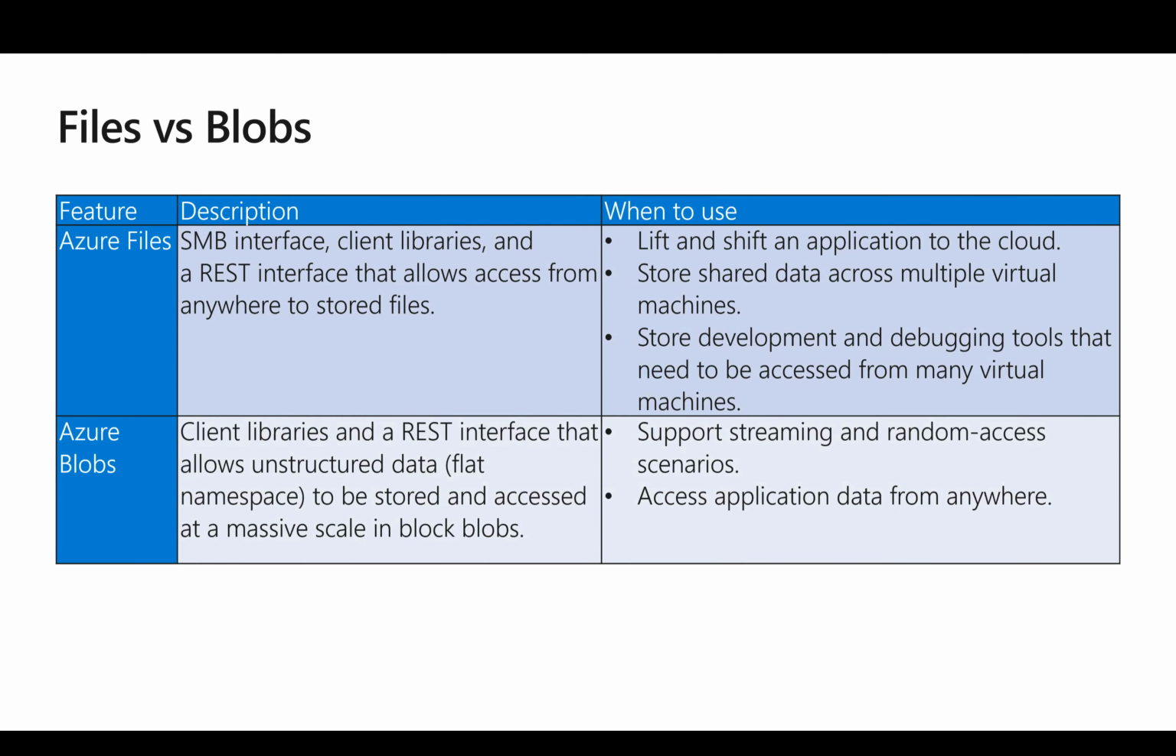So if we look at the differences between Azure files and Azure blobs, the first is the way of access. For example, Azure files can be accessed via the SMB interface, and we can use both the REST API and client libraries like the .NET SDKs as well. And if you look at Azure blobs, they are only accessed through client libraries and through the REST interface.